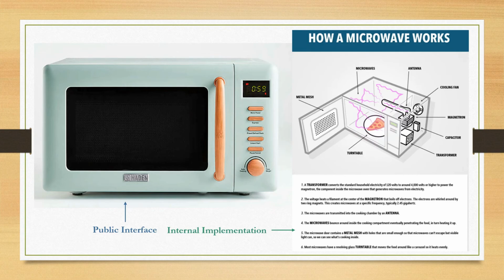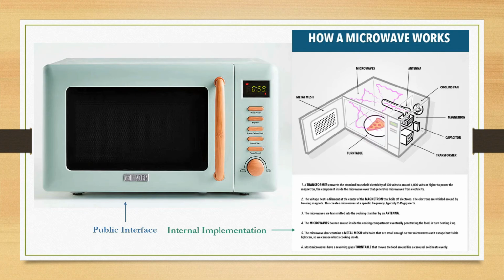As far as the internal implementation, just listing the items involved in the process is very complicated: the transformer, the capacitor, the magnetron. Oh my God, the cooling fan, the antenna, the microwaves, and the metal mesh. I thought I knew about physics until I looked at this picture. Even identifying those things is complicated, let alone, I'm scared to know how a magnetron actually works. I'm going to have to research that later.